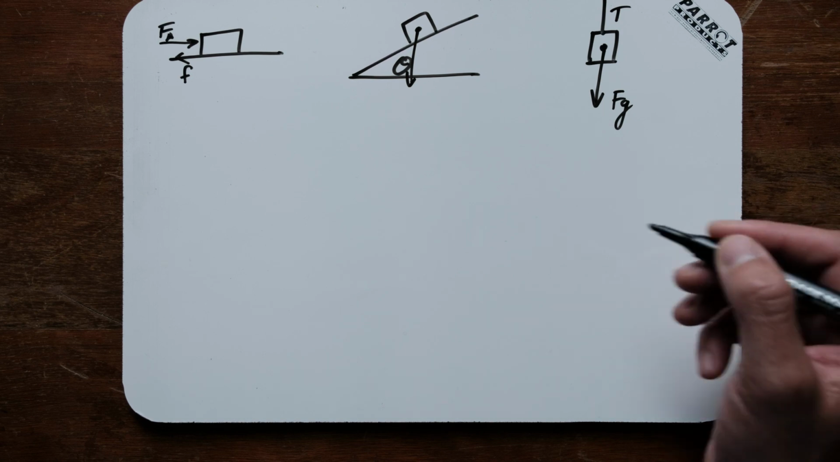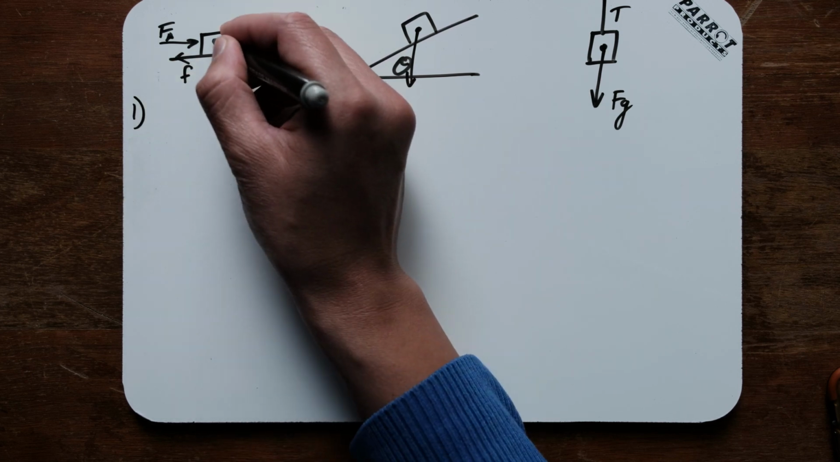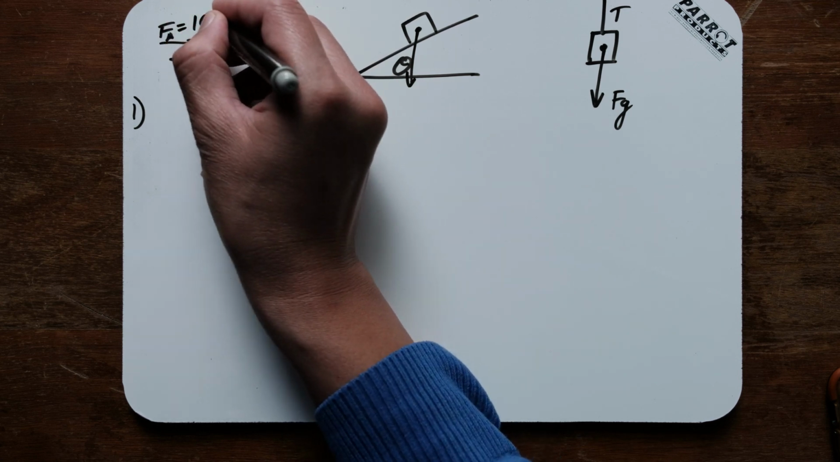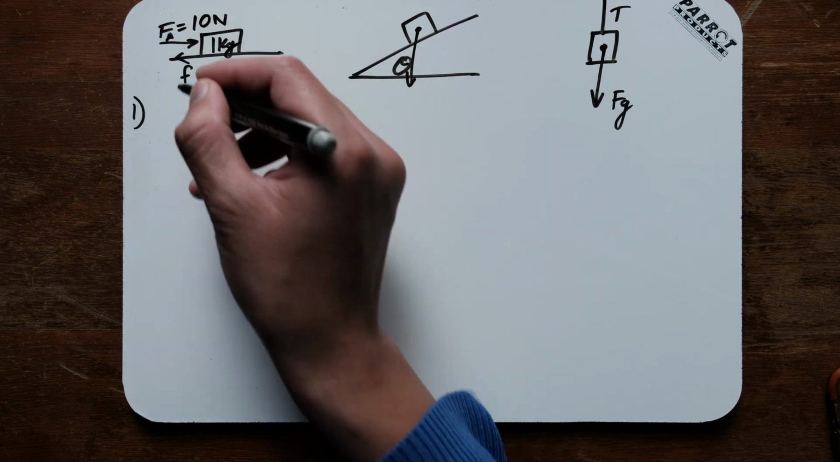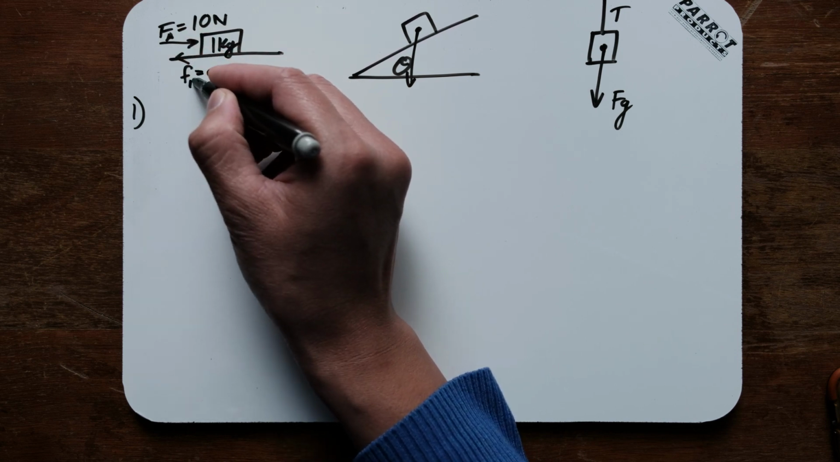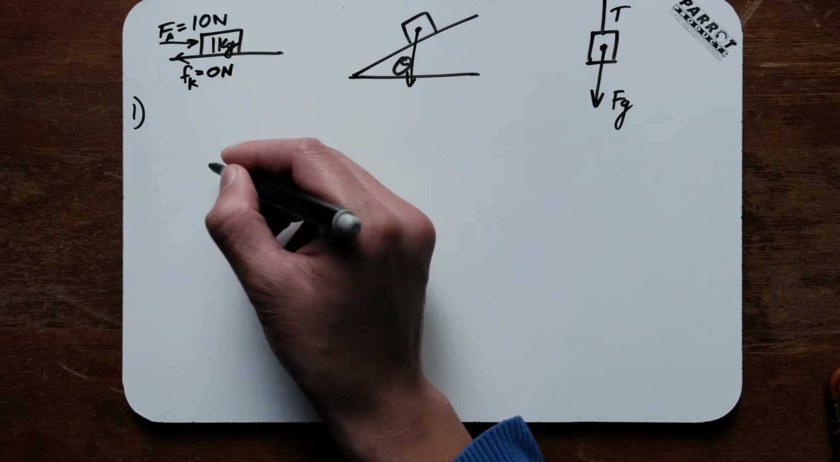Okay, now let's look at an example like this one here. If this is 1 kilogram and we have an applied force of 10 newtons, and pretend that there is no friction, friction is equal to 0. So kinetic friction would be 0 newtons.